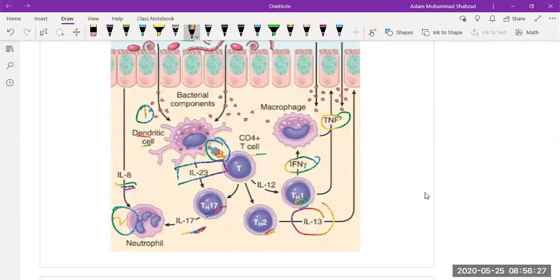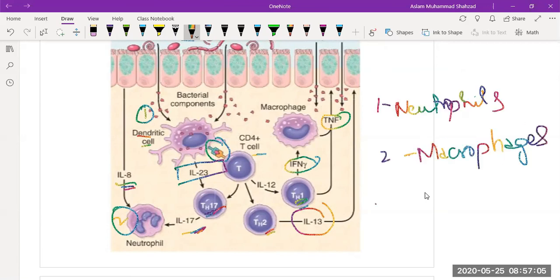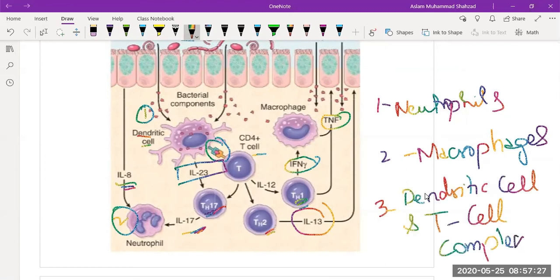So again, this is a very complex mechanism, but you need to understand the very basics of how this happens. The basic thing is the formation of more neutrophils and the formation of macrophages. And the third thing is that everything is going in a sequence, starting with the dendritic cell and T cell complex. So that's how that mechanism occurs.